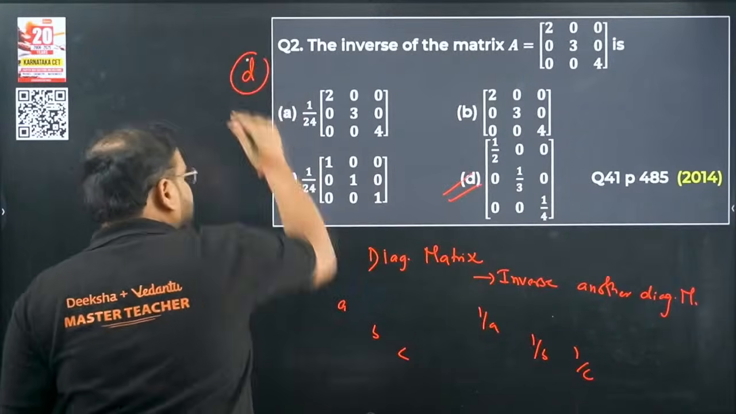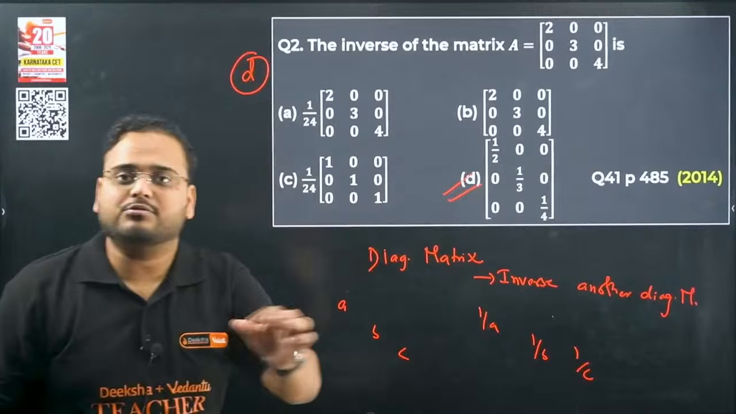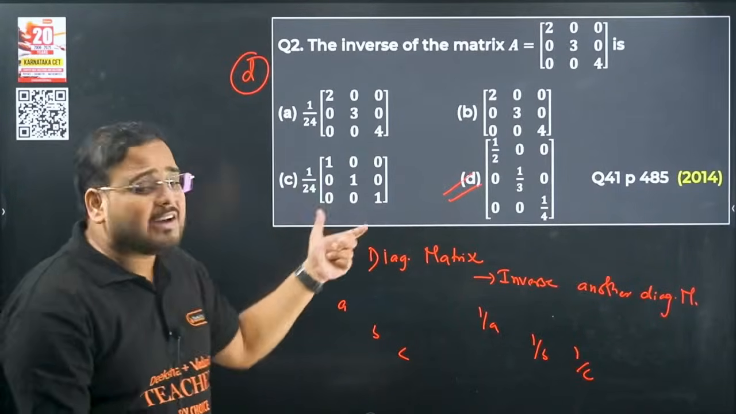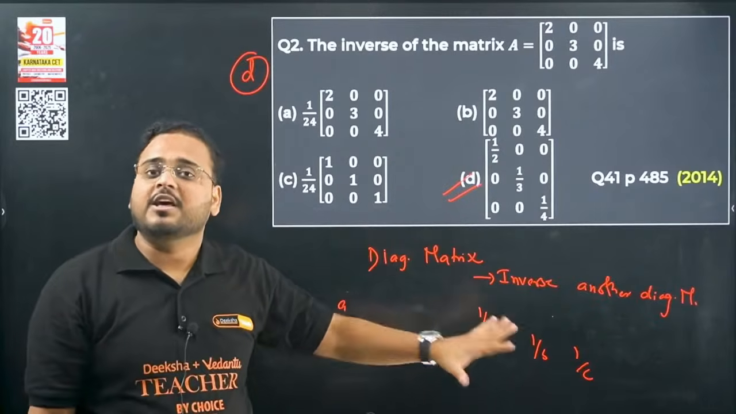Tell me, if you know this property over here, how much time it will take to solve this question? 1 second? No sir. 3 seconds? Not more than that. You saved 57 seconds in this particular question if you know the properties.